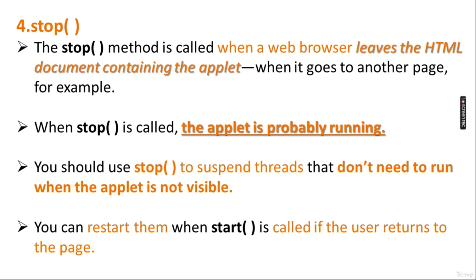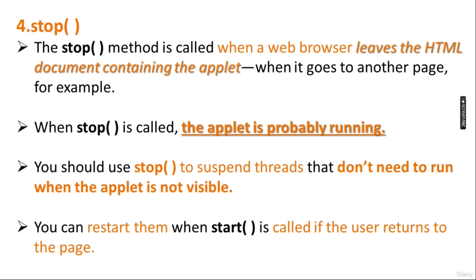Fourth, the stop method is called when the web browser leaves the HTML document containing the applet, when it goes to another page, for example. So the applet will be stopped automatically. When the user opens the HTML file containing the applet, leaves that page, goes to a second tab and opens another page like www.google.com or amazon.in, the first page in which your applet was running is left as it is. In that case, the applet will be stopped automatically.